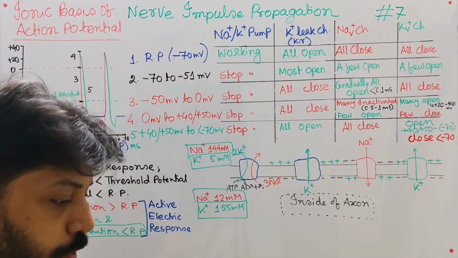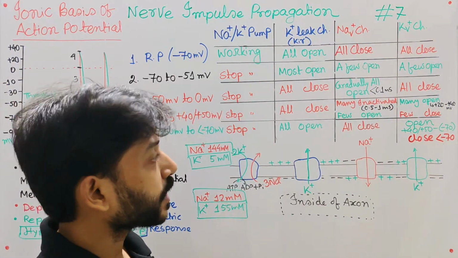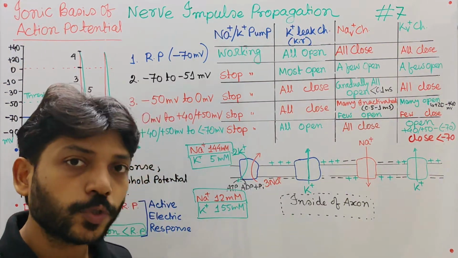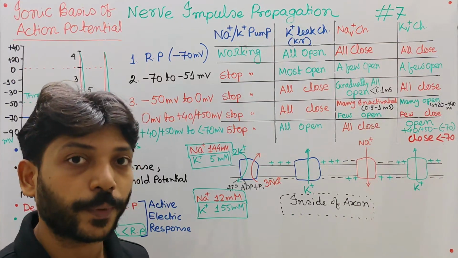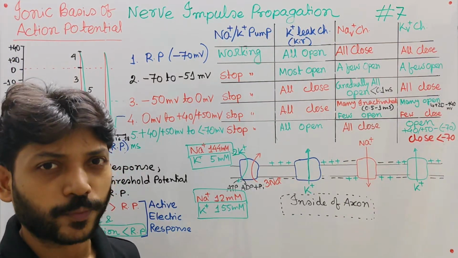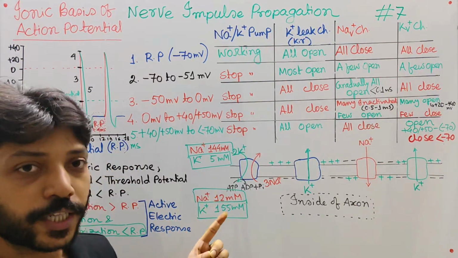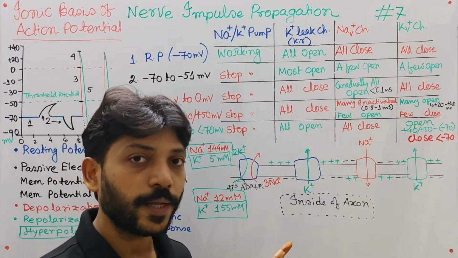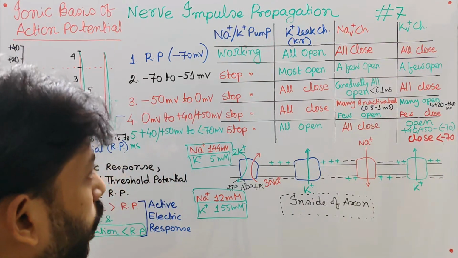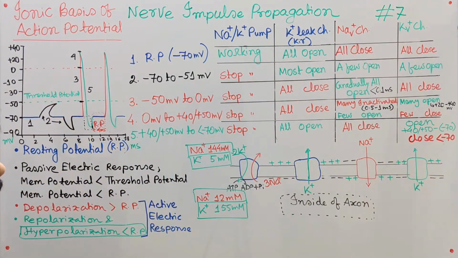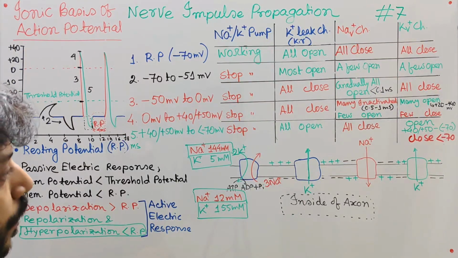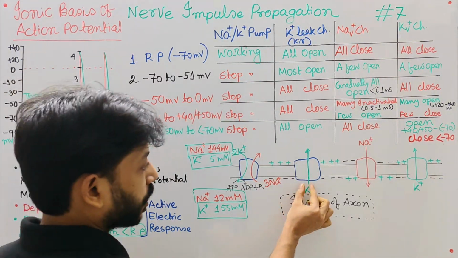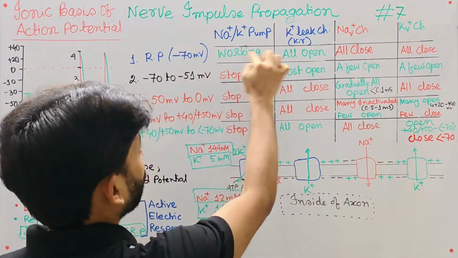Okay, one thing I also want to mention is that not only potassium leak channels but also a few sodium and chloride channels are open during the resting potential, but I have not mentioned them because most of the open channels are potassium leak channels and very few sodium and chloride channels remain open. So all potassium leak channels actually remain open. So what will happen when potassium leak channels open during this period?